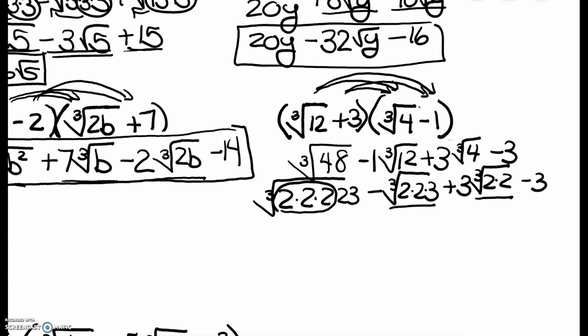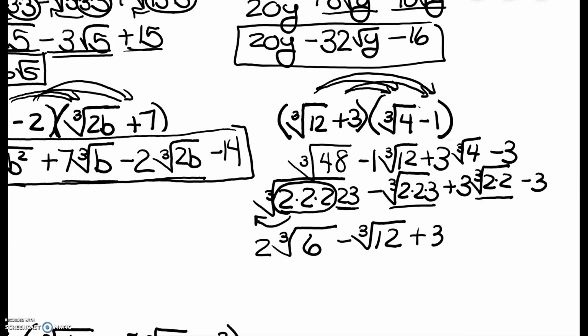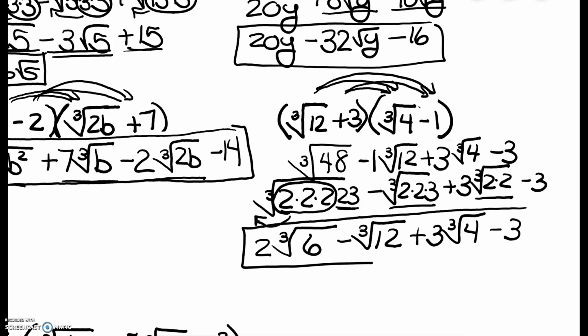But in the very first one, I have a group of 3 2s, so I'm going to pull out one of those 2s, and I get 2 cube root of what remains underneath. 2 times 3 is 6, minus the cube root of 12, plus 3 times the cube root of 4 minus 3. And I notice none of my roots are like, so I can't combine anything. So this is my final answer.